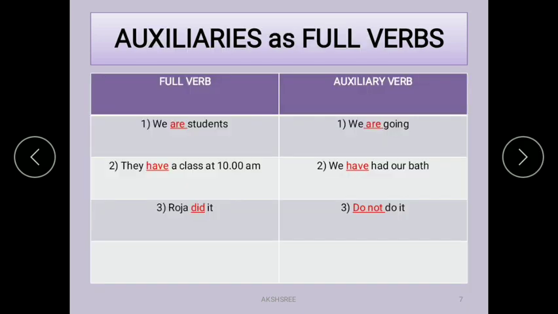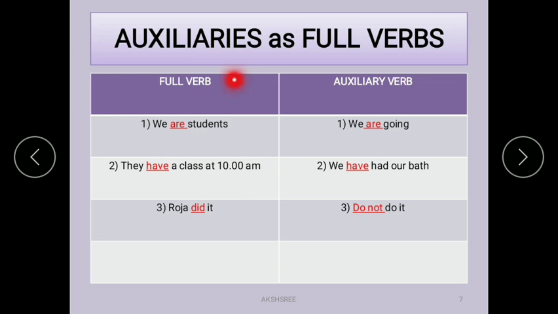Next, here we can look at examples. We have already said that primary auxiliaries can be used either as a main verb or as an auxiliary verb. Here, the first one is are. We know that are is usually used with what? In present tense, and it also accompanies plural nouns, isn't it? And also we know that are is a primary auxiliary.